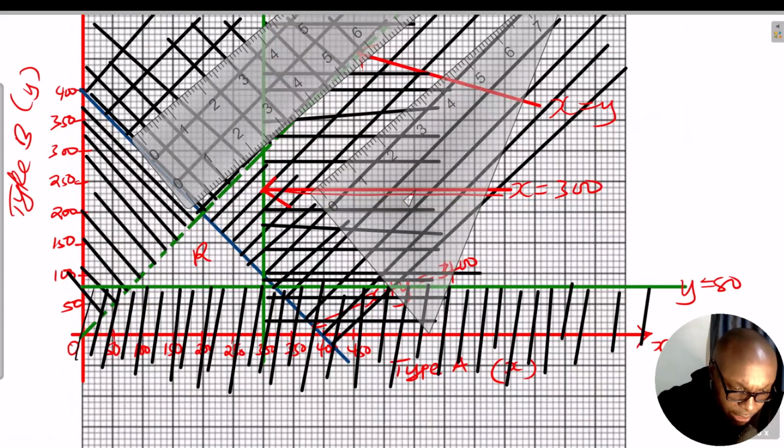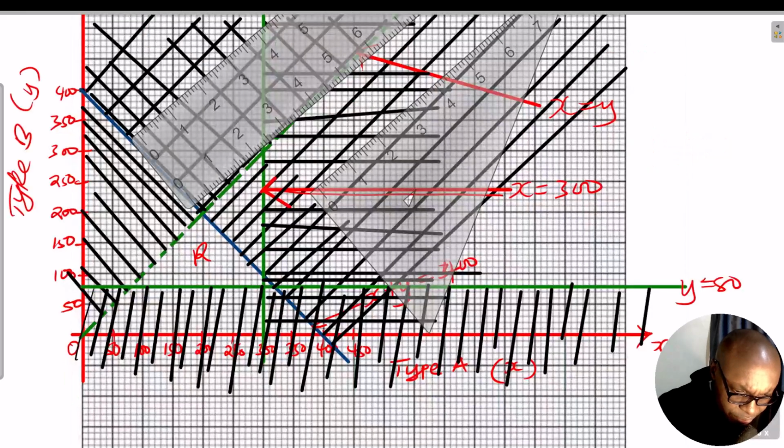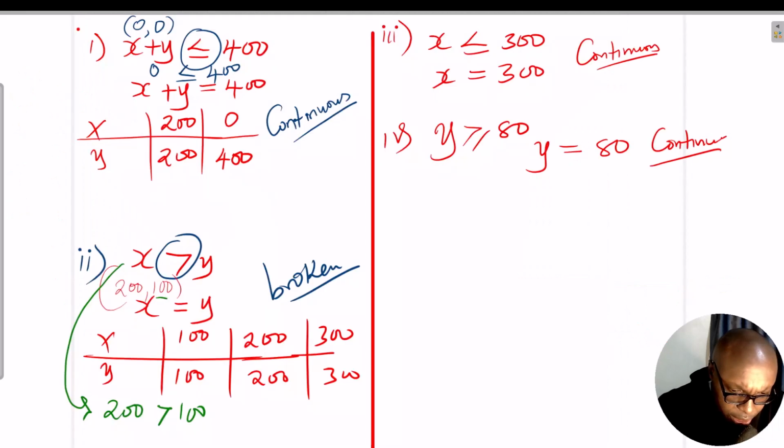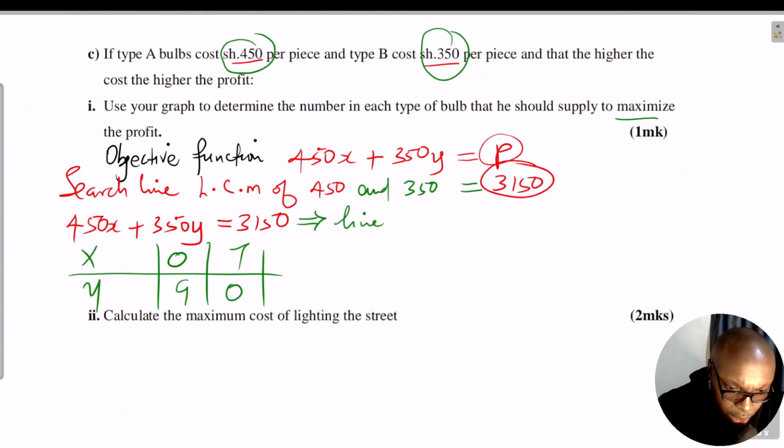When you look at our graph, look at the scale. 1 centimeter represents 50, and when you try to plot this one, (0, 9), and 50, this is a (7, 0). This one will be too small, so you will not be able to see that line properly. So I'm going to adjust these points by multiplying each of them by a constant number.